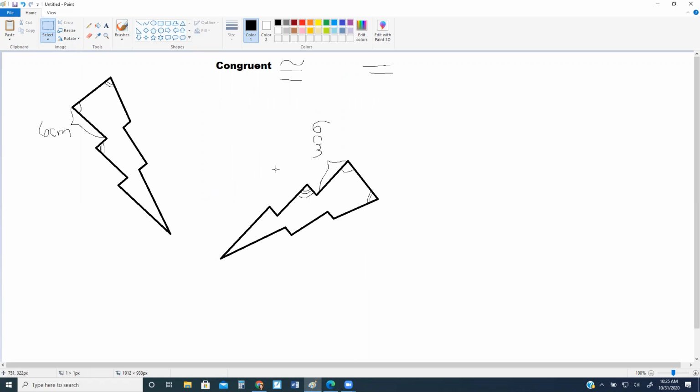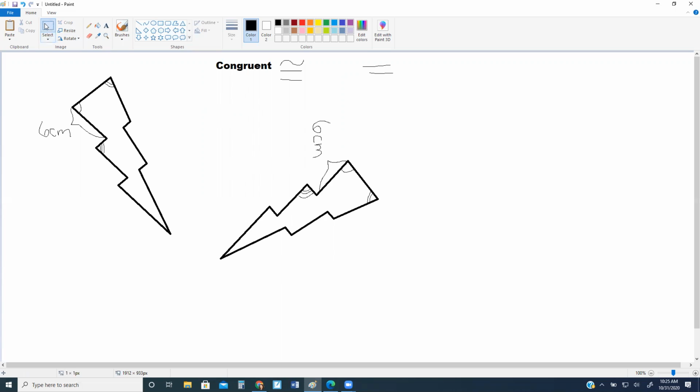Are all those things still congruent? Is this angle still congruent to this angle? You betcha. Is this angle still congruent to this angle? You betcha. This angle still congruent to this angle? It totally is. Why? Because rotation is a rigid transformation, and rigid transformations preserve angle lengths that are still congruent.